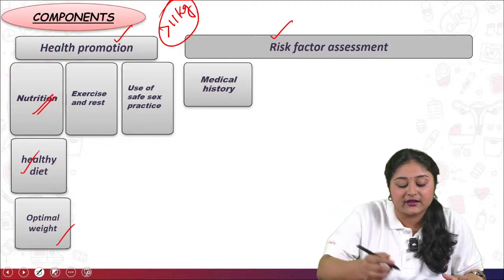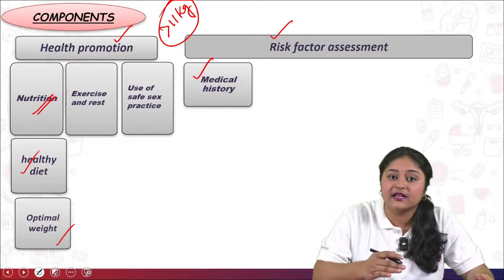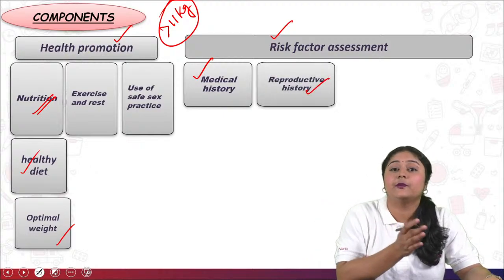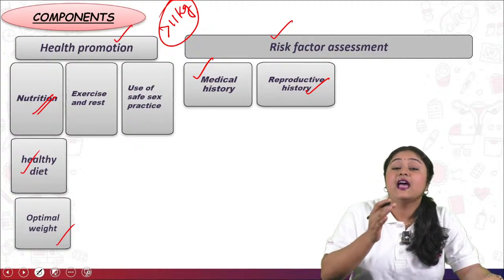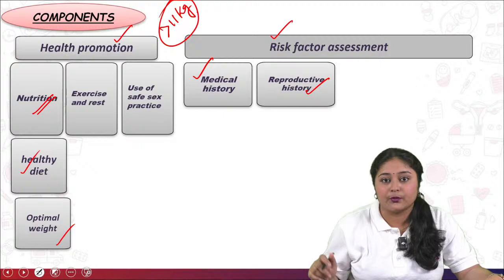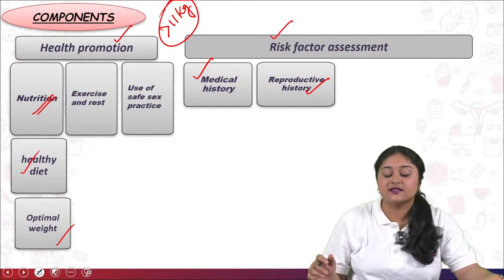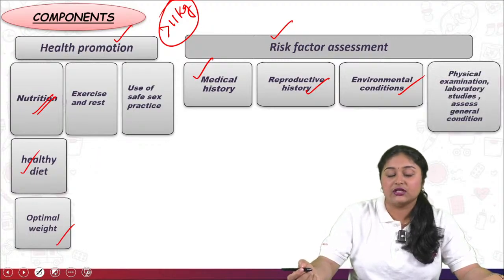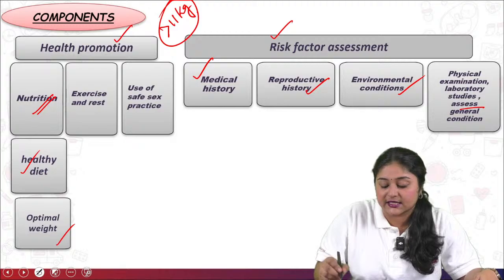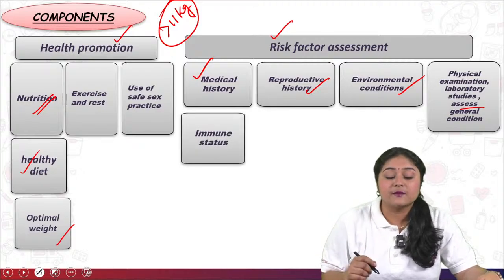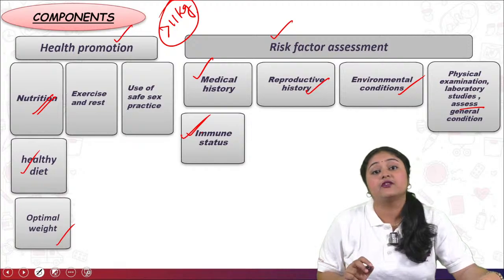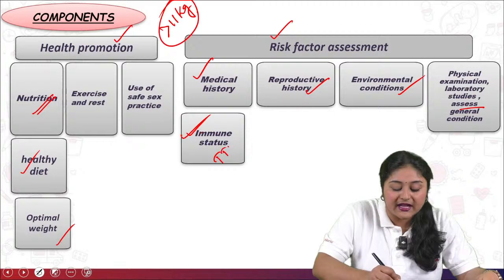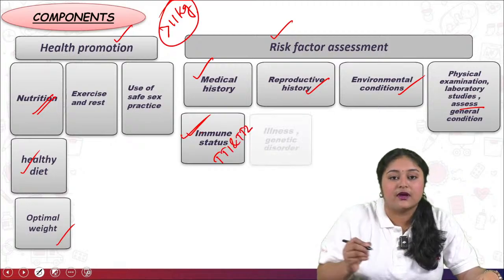Under risk factor assessment, first is the medical history, past as well as present medical history. Then reproductive history: whether any previous miscarriage is present, or any previous surgery has happened in the reproductive tract or reproductive organs of that mother, which we have to check. Next is the environmental condition, and next is physical examination and laboratory studies, which will be helpful to assess the general condition. Under medical history, we also have to check the immune status, whether the mother has taken the immunization, that is TT1 and TT2, tetanus toxoid 1 and tetanus toxoid 2.